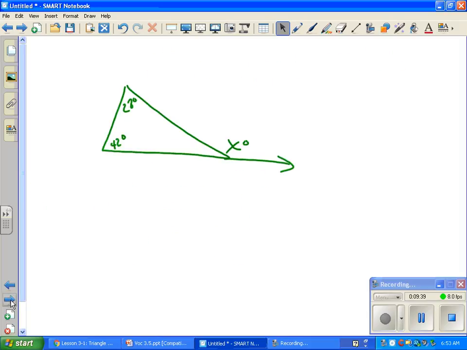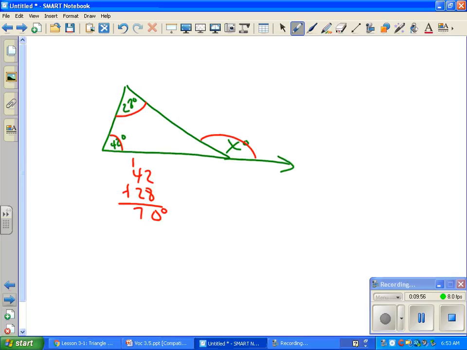Now in this picture, I'm not asked to find any on the interior. This is a true example of what we were just talking about. These two angles on the interior have to add up to this exterior angle. So 42 plus 28, carry a 1, 70 degrees.